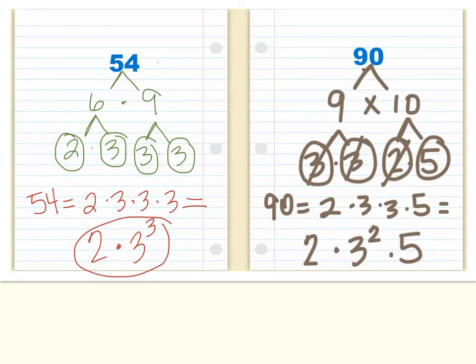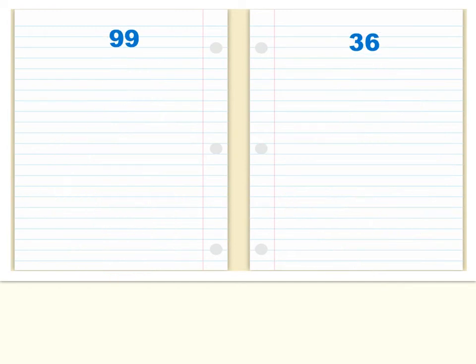So that's going to be 2 times 3 to the second power times 5. Because if you think about it, 3 to the second power is 9, and 9 times 5 is 45. And then 2 times 45 equals 90, and that's what we started with, so we know that we're correct. Okay? All right, so next we're going to do a couple more. So if you want, you can pause the video and try them out and see if you get the right answer.